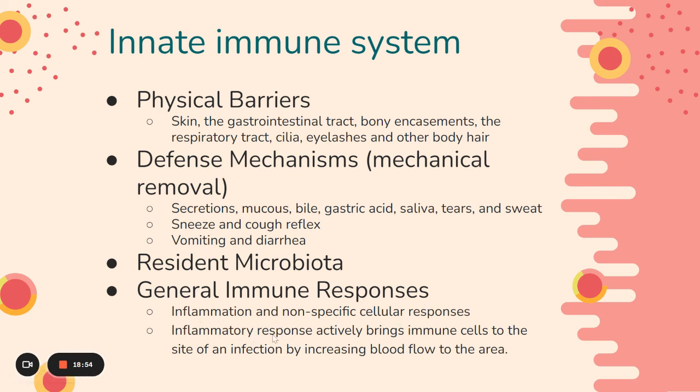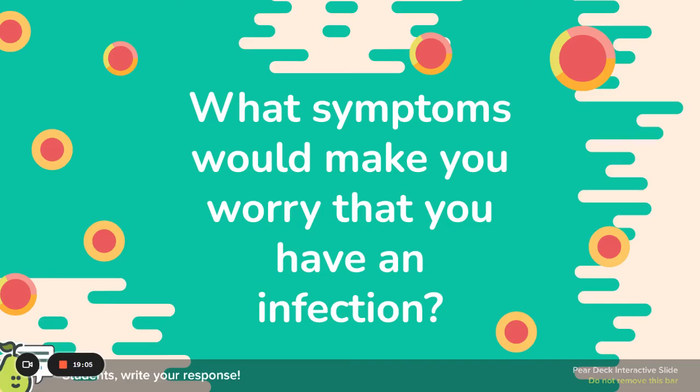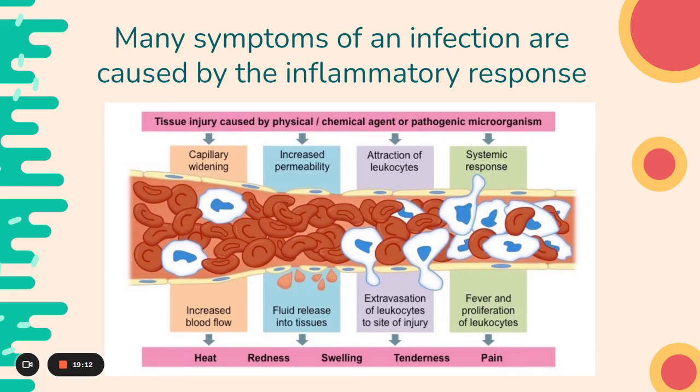So inflammation and the inflammatory response are going to be other parts of the innate immune system that are just very general responses to foreign particles. Okay. So when we're thinking about infections, I think a lot of times the components of the inflammatory response are what we actually are thinking of. So here we're showing components of the inflammatory response. You can see capillary widening, increased permeability, attraction of leukocytes or white blood cells, and systemic response.